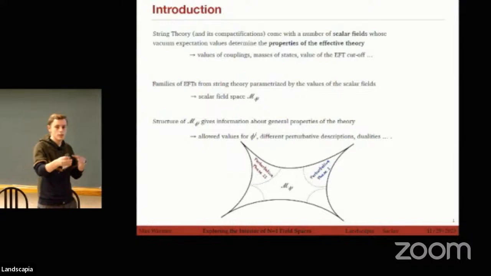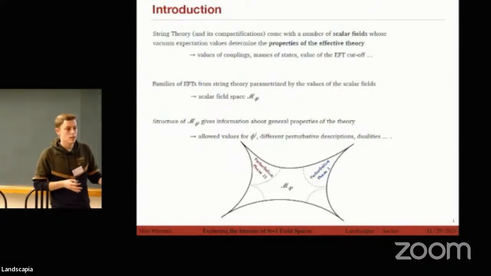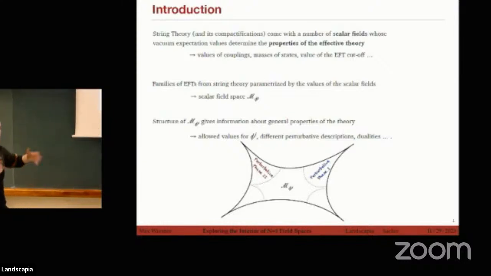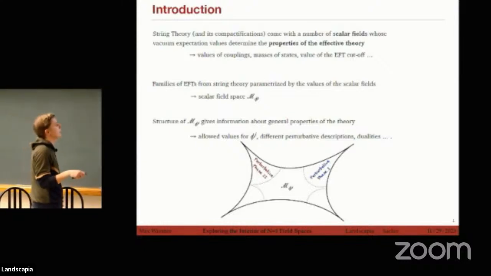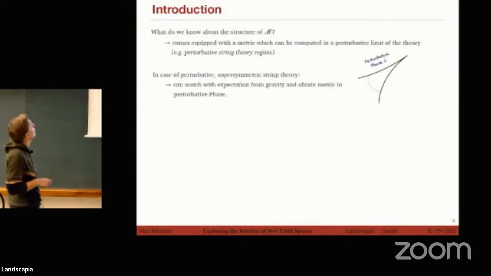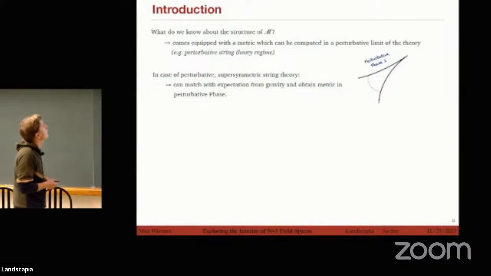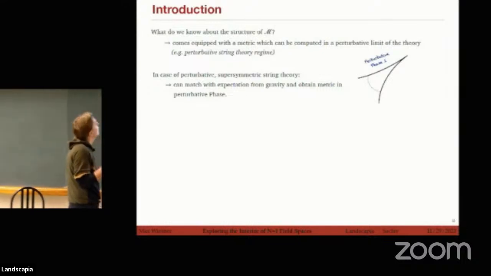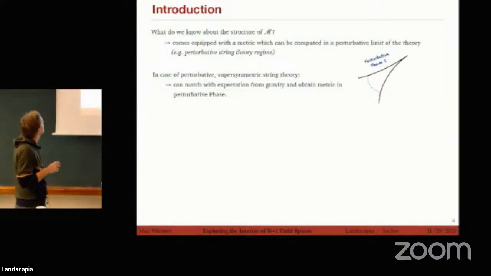For instance, duality frames: we use them a lot in highly supersymmetric cases to infer our web of dualities, so that we know different sectors, different perturbative regimes, are actually part of the same moduli space. So what do we know about the structure of M? It comes oftentimes equipped with some kind of metric, which can be computed in a perturbative limit of the theory, for example, in perturbative string theory regimes.